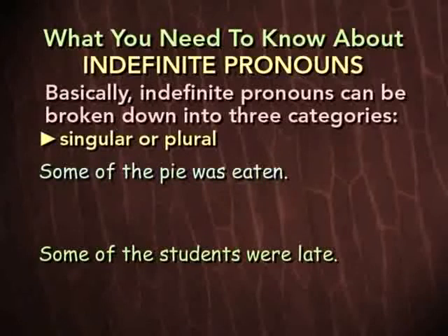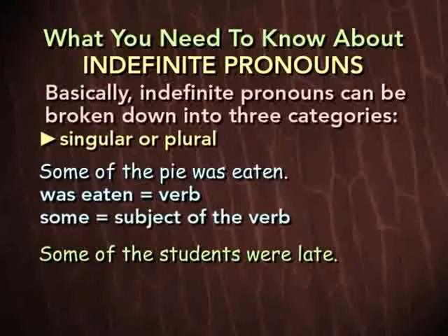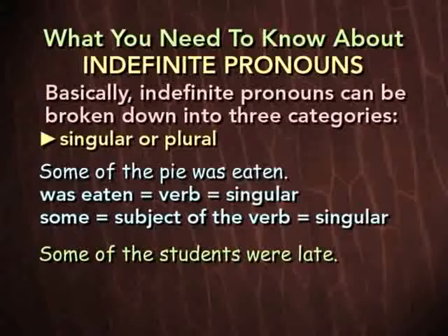Look at the first sentence. Some of the pie was eaten. The verb here is was eaten. That's a verb phrase that begins with the helping verb was. What's the subject of the verb? Some. Some was eaten. Some of what? Some of the pie. But the pronoun some is the specific word which is the simple subject of the verb. Now, is that pronoun singular or plural? In this case, it's referring to some of the pie, which is a single thing, one piece of the pie. Therefore, we consider the pronoun singular in this sentence, and that's why the singular verb was eaten is correct.